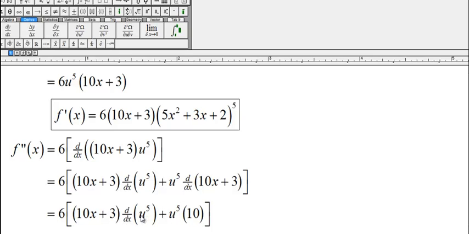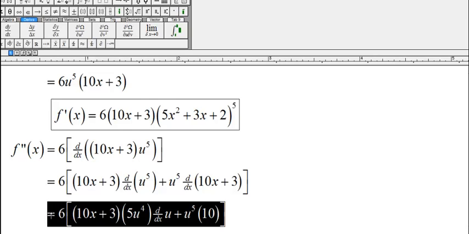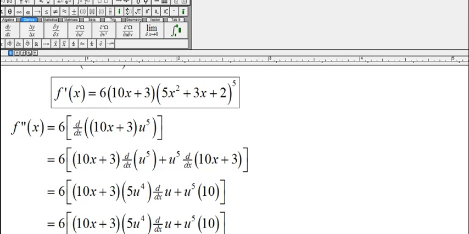Now the derivative of u to the fifth is 5u to the fourth, but then we have the derivative of the u. Okay, this u again is this part right here, so we need that derivative. I'm going to go ahead and write this as 10u to the fifth and pull the 10 in front of the 5 there. And I'm going to bring the 5 in front here.